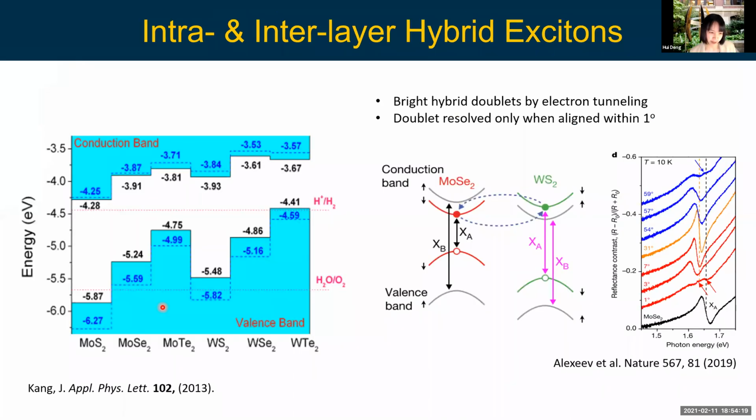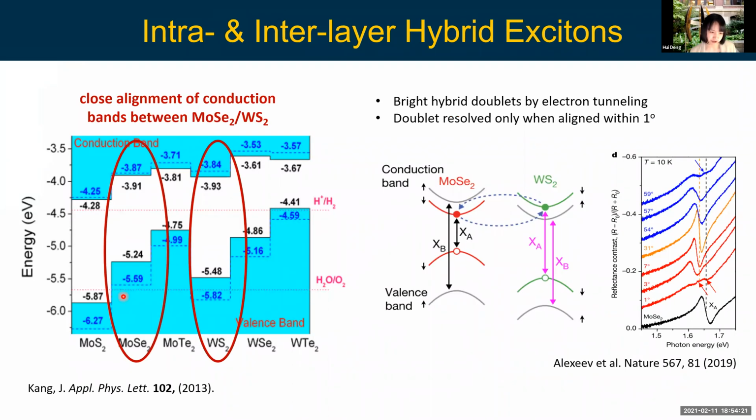But for these two pairs, if we pick these two materials instead, their valence bands are misaligned, but the conduction bands are quite close to each other. So when you do that, the electron now has a very good chance to jump back and forth between the two layers instead of going into one and staying put there. And such a tunneling, you can describe in different ways.